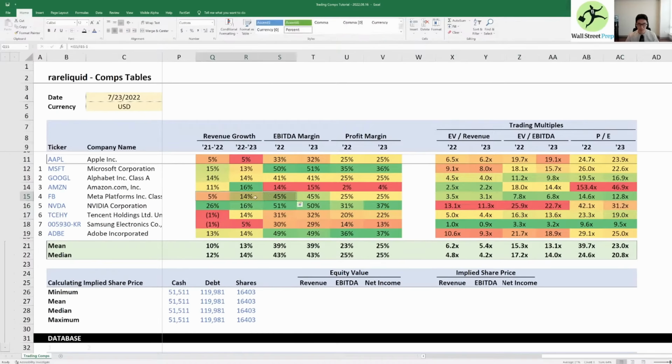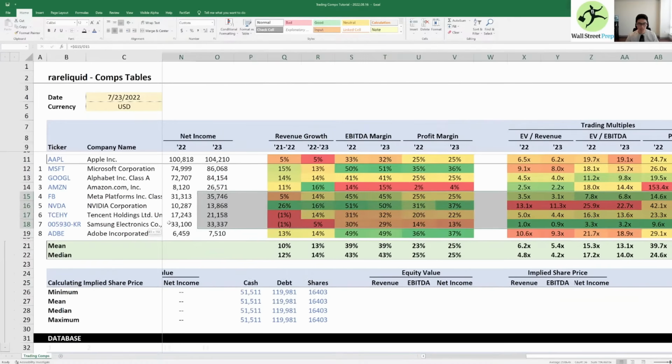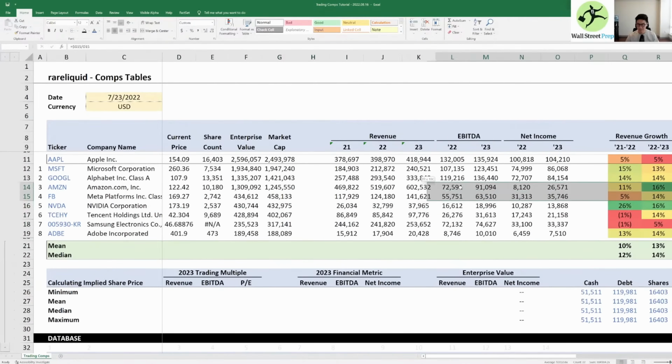Facebook has decently high growth, and their margins are pretty strong, right? Like 45% EBITDA margins are strong, but their multiples are really low. So this is where you could argue that Facebook is pretty cheap on a multiples basis.